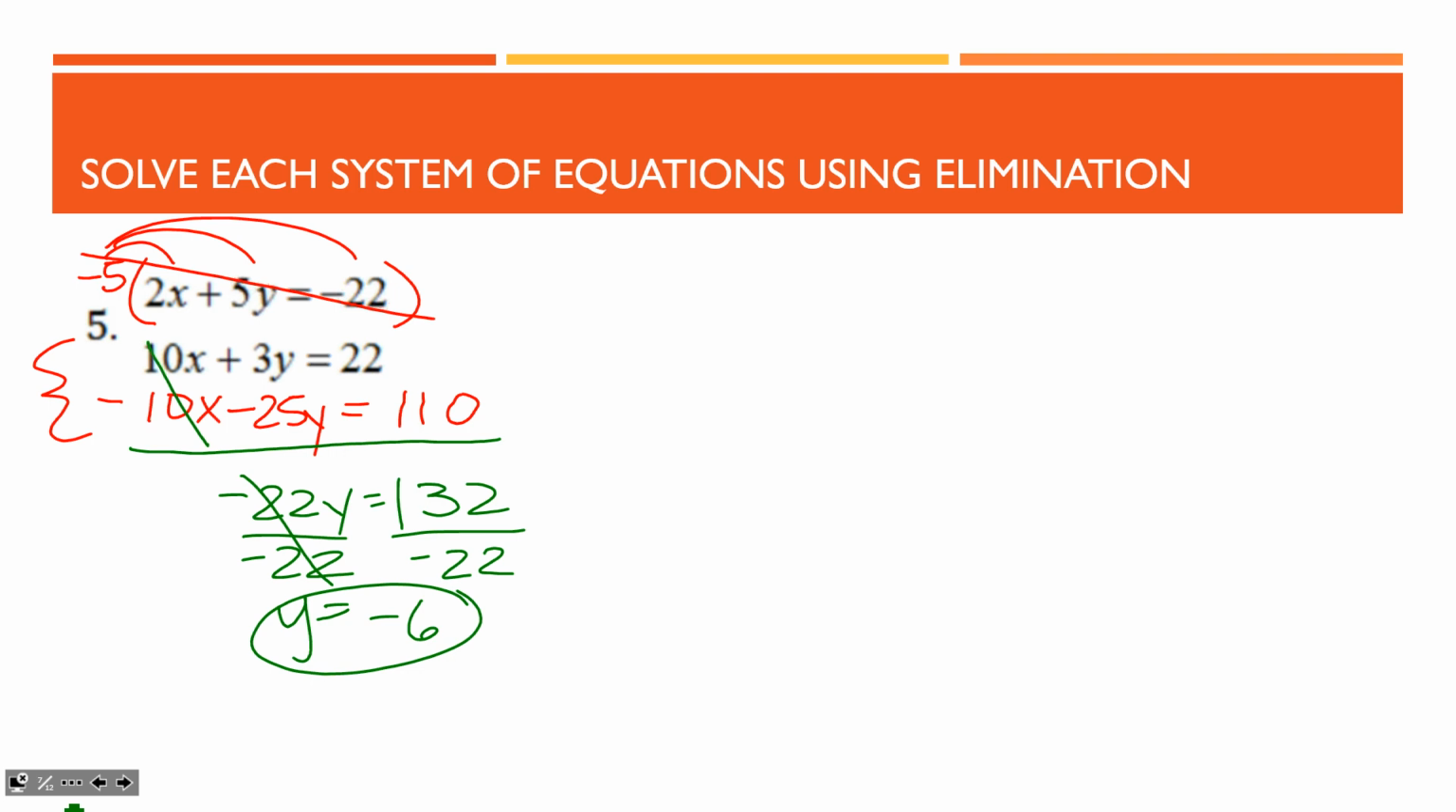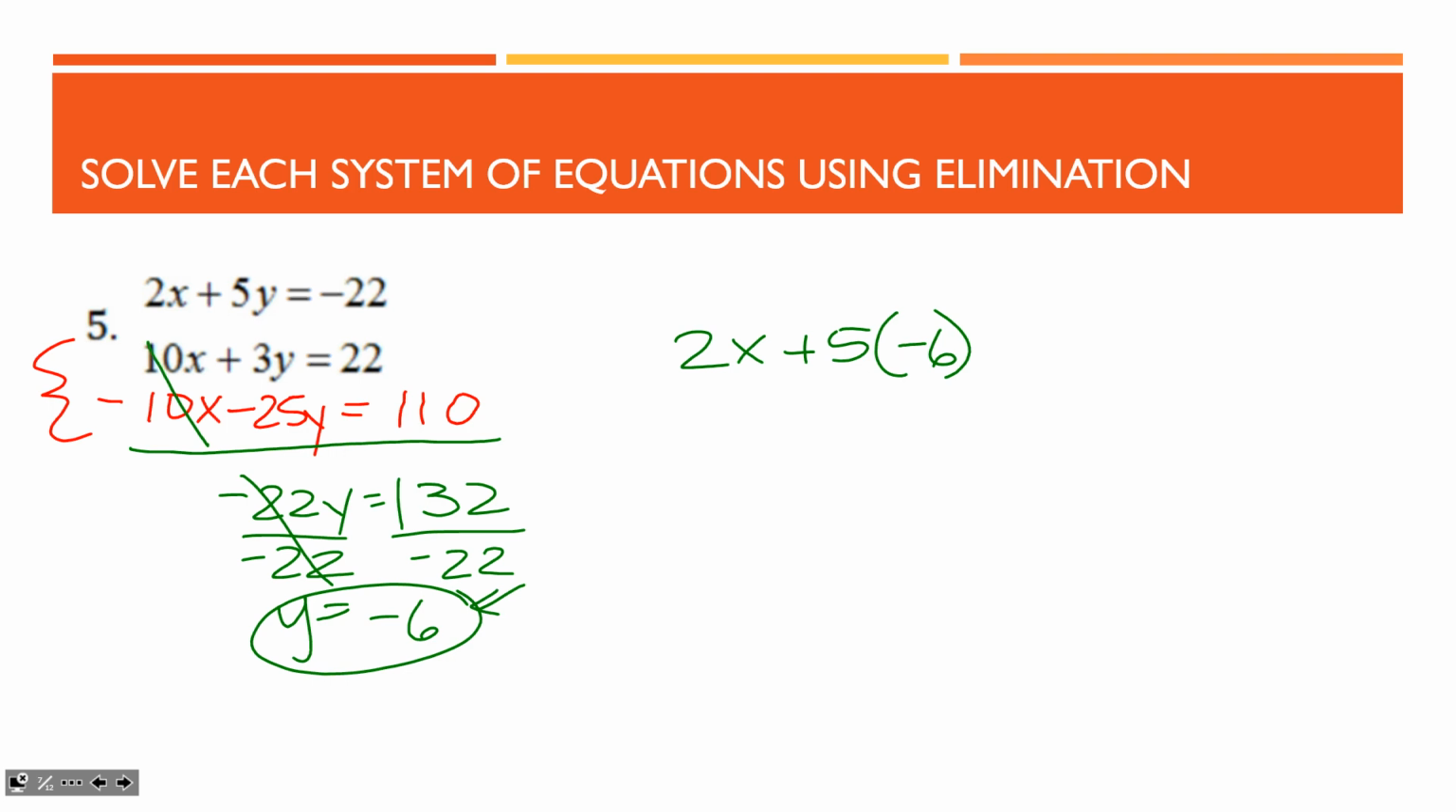Now that I have y equals -6, the rest is just the same. I can go back to either one of the original equations and plug in. So watch, I'm going to erase all this and plug into the top equation. If I have 2x plus 5y, well, y is now -6, because we found that y was -6. So I'm plugging in -6, equals -22. Now let's solve for x.